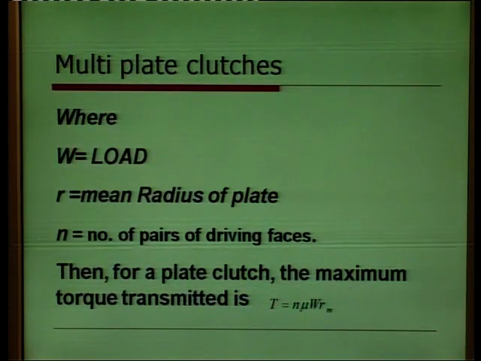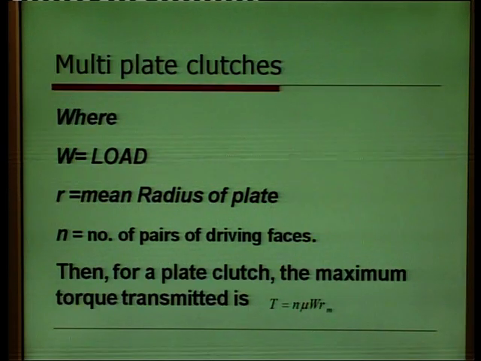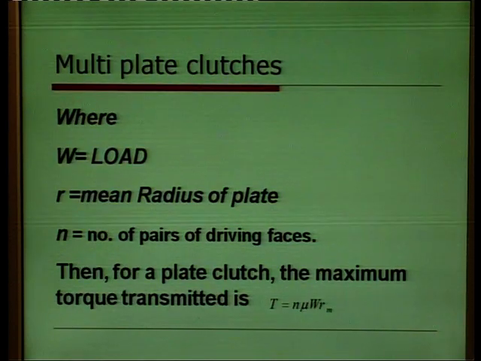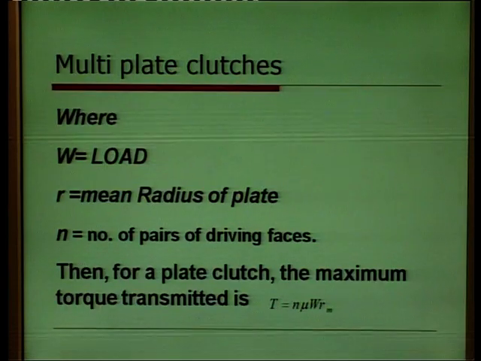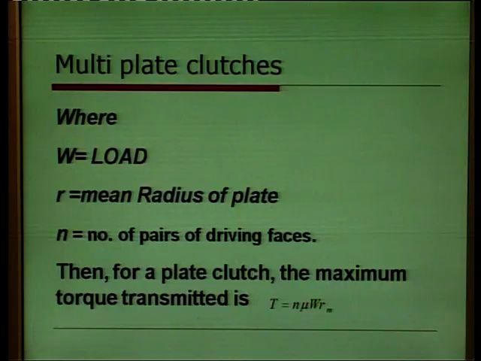Then for the multiplate clutch, this is the equation. W is the force, the load, R is the mean radius of the plate, n is the number of pairs of driving faces. Then for a plate clutch, the maximum torque transmitted is n mu W R_m. Mu is the coefficient of friction of the friction lining material. n is the number of pairs of the driving faces. W, already explained, is the load. Then R_m is the mean radius of the plate.